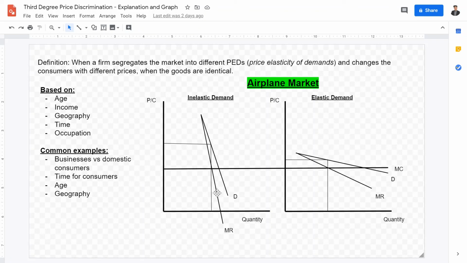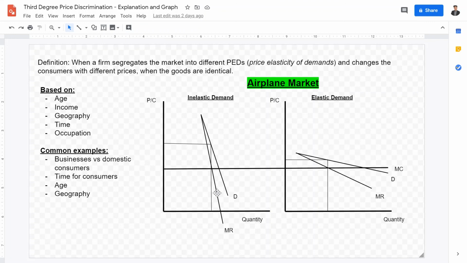And now how do firms segregate the market into different segments? They segregate it based on age, for example, adults versus children, income, or geography, or time or occupation. Okay, so these are common examples of how firms will segregate the market into different consumer groups in order to charge them different prices. For example, in Rome, if you visit the Colosseum, right? If you are a local tourist, you get charged half the price of an international tourist.